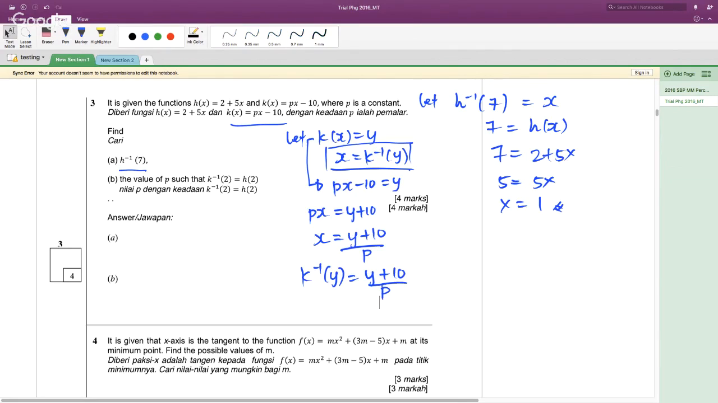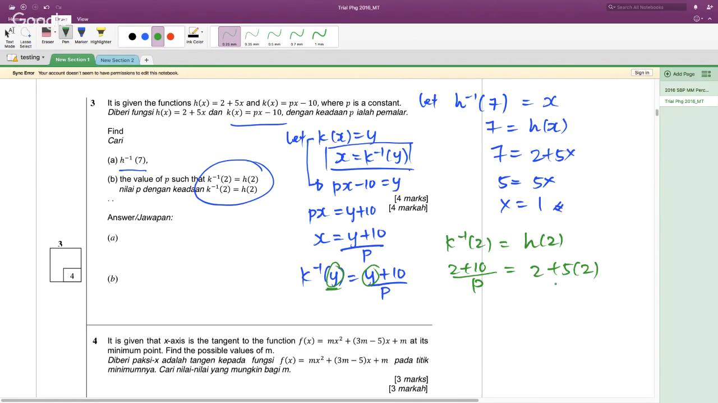So now we can go back to this equation. Let me change color. Therefore, k inverse 2 equals h(2). K inverse 2 is equal to 2 plus 10 over p, where my y here changed into the 2. And h(2) just substitute into 2 plus 5x, so this one is basically 12 over 12, p equals 1. This question is not so easy, but it's not so hard as well, if you get the idea.